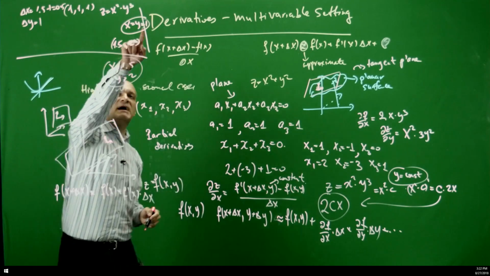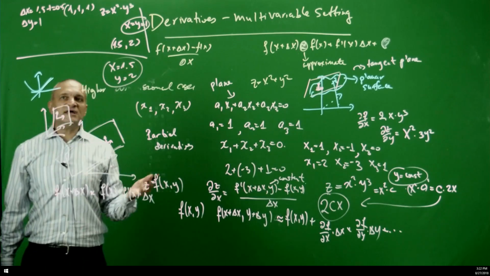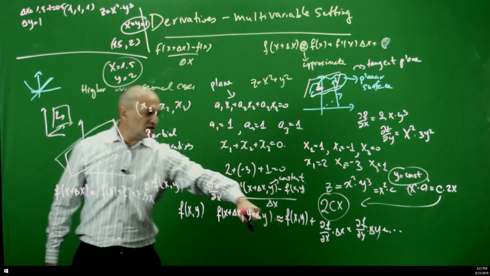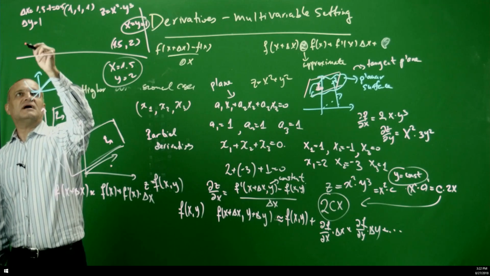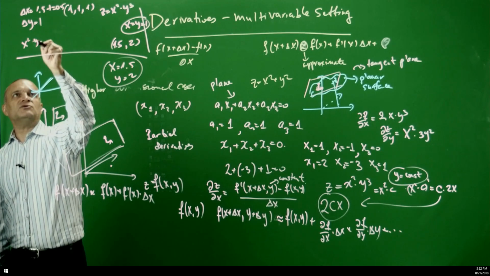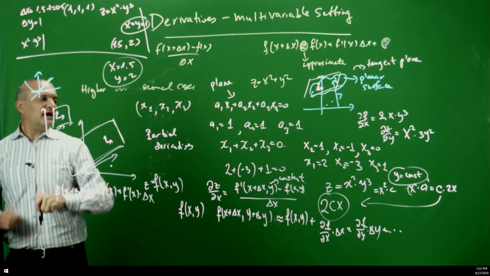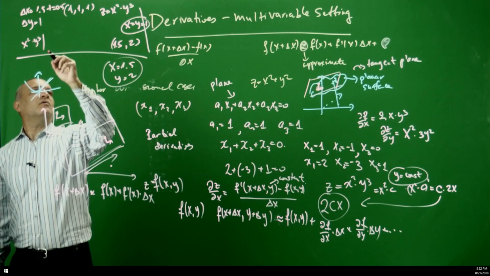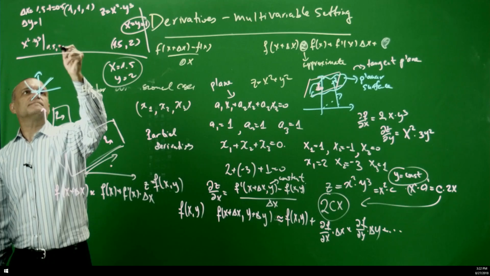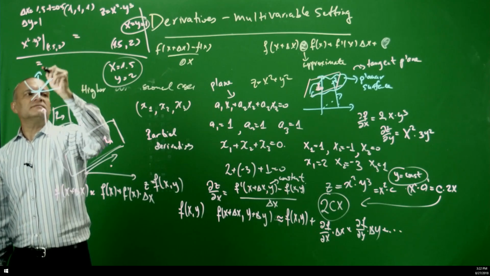Because it's 2 minus 1. Okay, and then you are going to use this formula. So you are going to say that x squared times y cubed at the point 1, 1 equals the following.